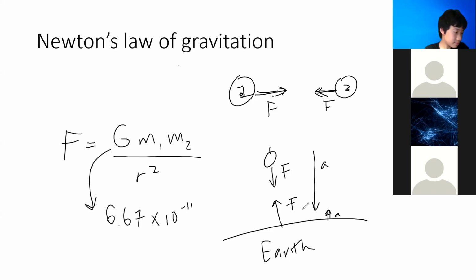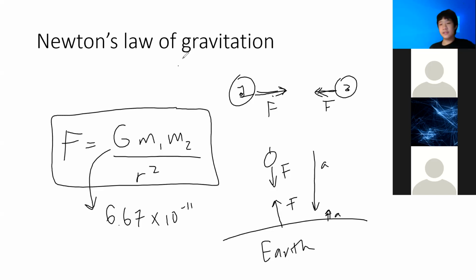Do you guys have any questions about this formula? This is basically the law of gravitation. This is defined as the force equal to G m1 m2 over r squared. This is something that you guys should remember. Any questions?